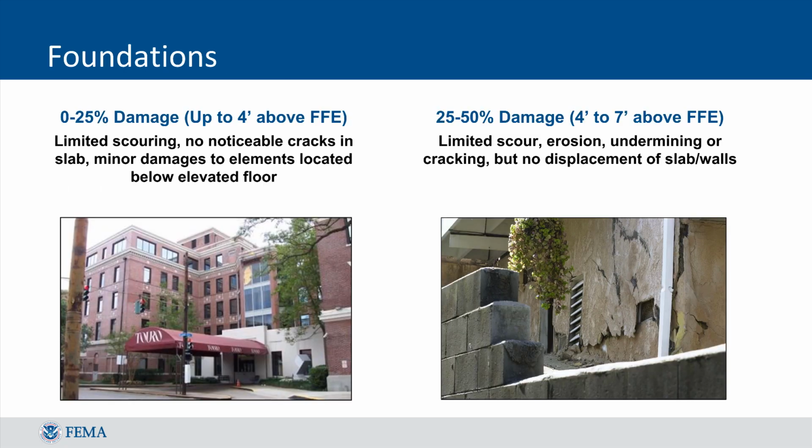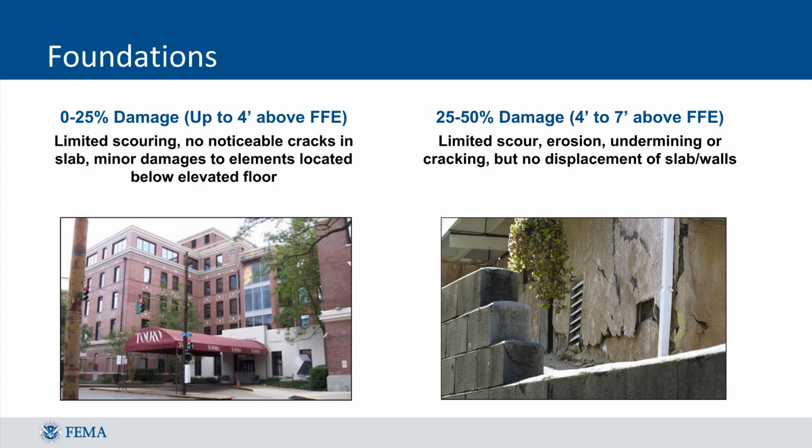Since many of the elements we evaluate in non-residential structures are similar to those that are evaluated for residential structures, you will be looking for the same types of damage in many cases. For example, you will evaluate foundation damage for a non-residential structure in the same way that you would for a residential structure. Structures in the 0 to 25% range will likely only have limited erosion or scour around the base, and there will not be any physical damage to the foundation itself or displacement of foundation walls.